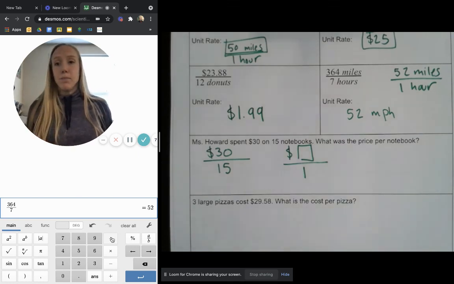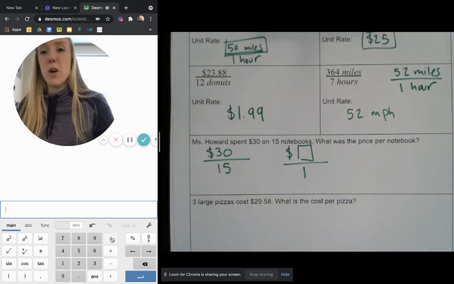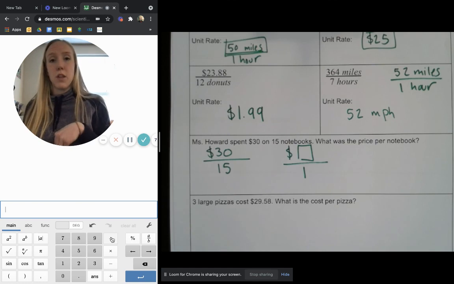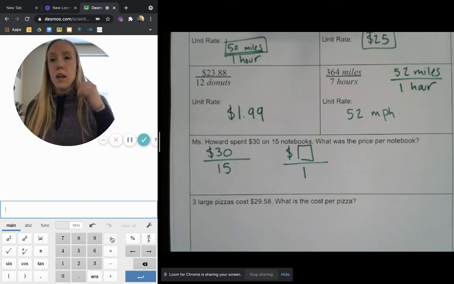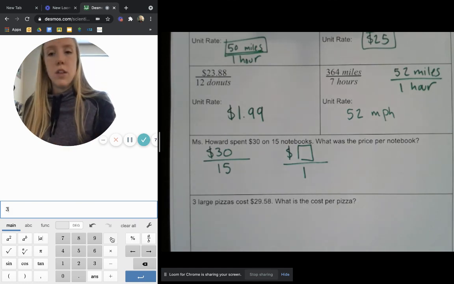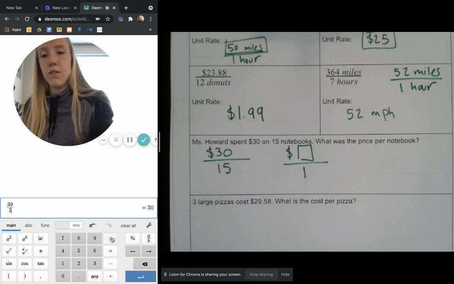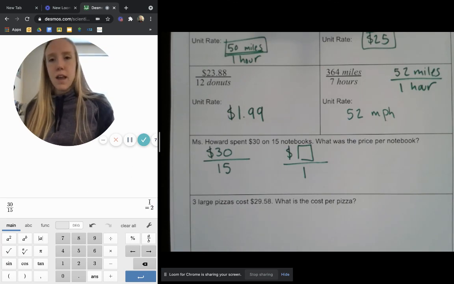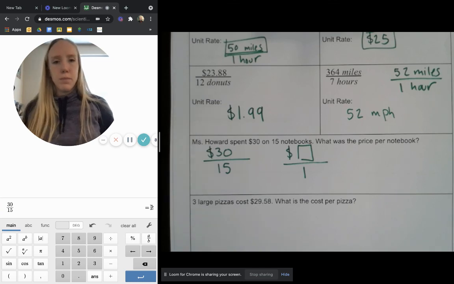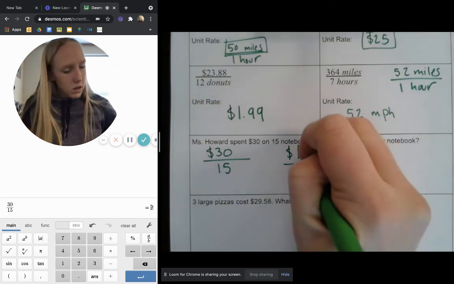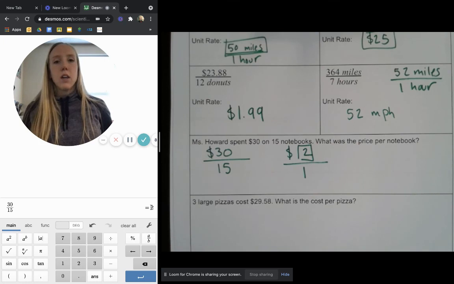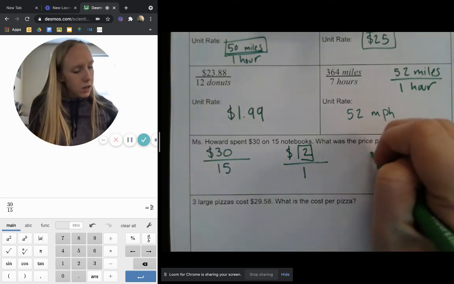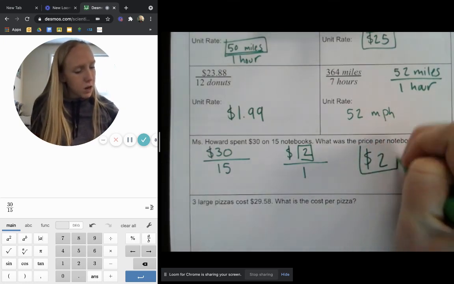So we're going to divide. You might know how many times 15 goes into 30. If so, awesome. If not, use your calculator. 30 divided by 15. And that gives us 2. So the unit price for each notebook is $2. Each notebook costs $2.